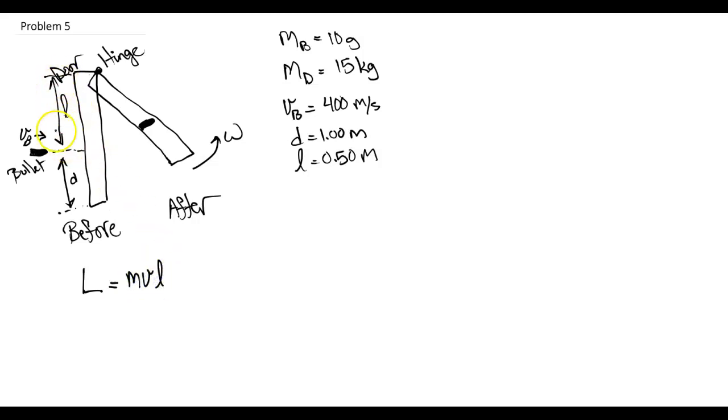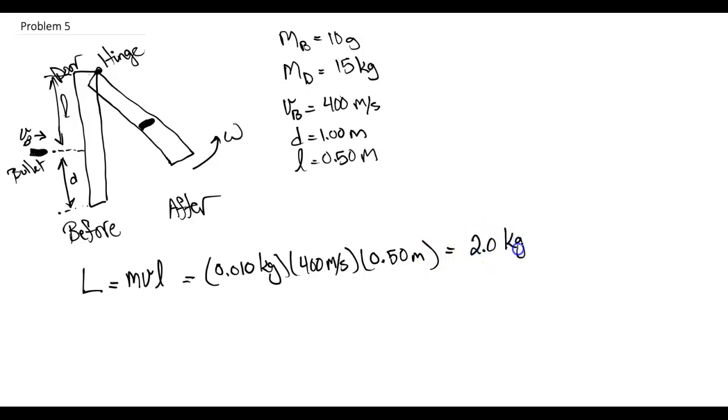the radius of rotation. And if we plug these in for the bullet, it's 0.010 kilograms. It's moving at 400 meters per second, and the length is 0.50 meters. So this is 2.0 kilogram meters squared per second.